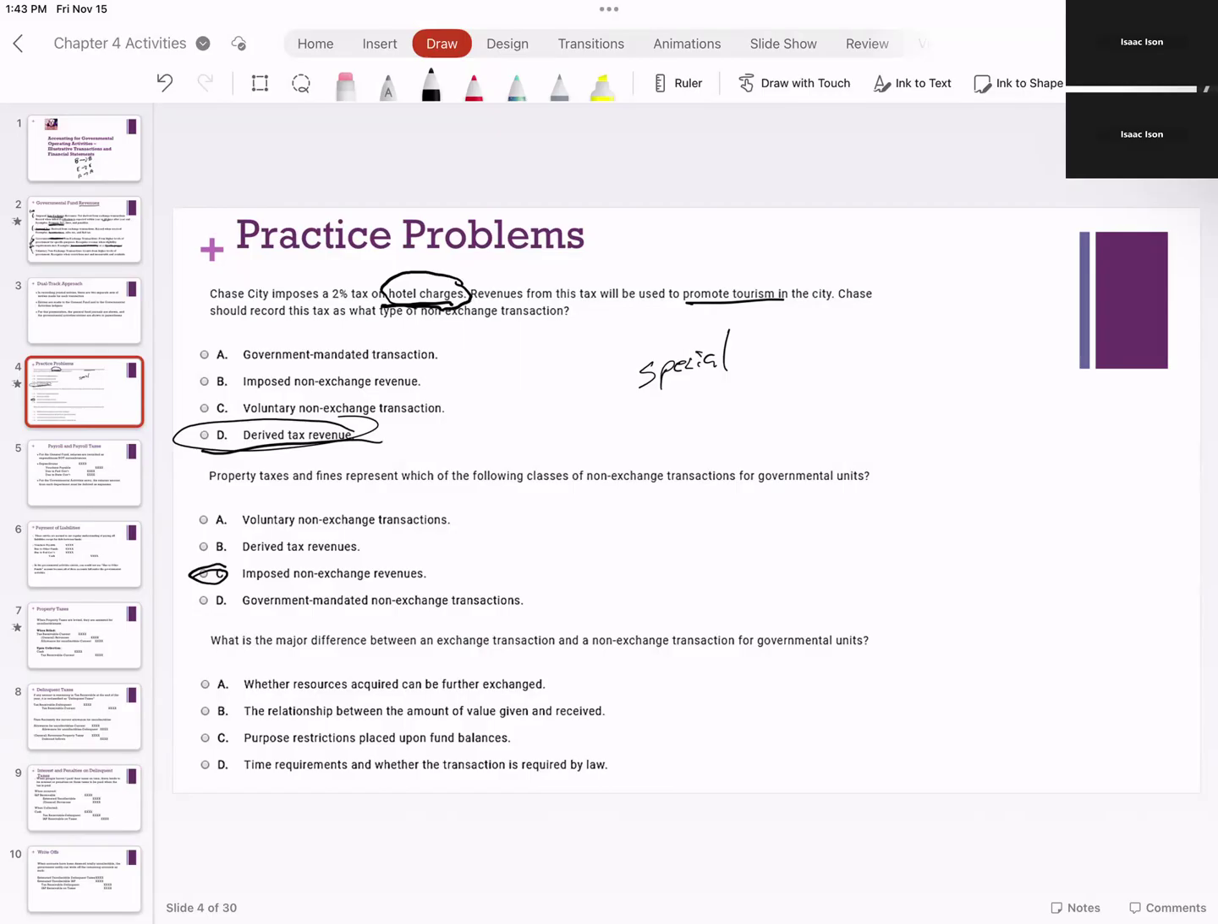What is the major difference between an exchange transaction and a non-exchange transaction? Okay, so I just think of this as an exchange transaction. I'm giving up something of value, typically money, and in return, I'm receiving something of value. So whatever it is, lunch or something like that. Okay, so we're looking for something that captures that concept, whether the resources acquired can be further exchanged. Now, there we go. Relationship between the amount of value given and the amount received.